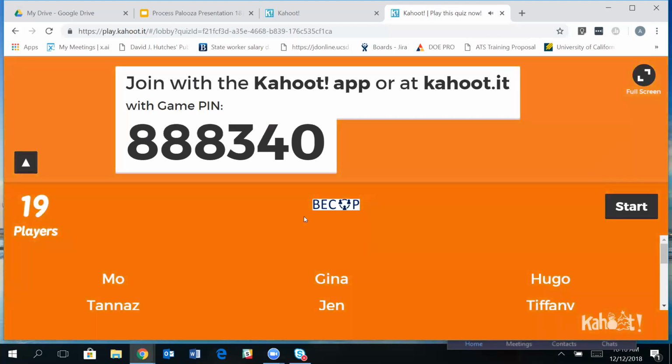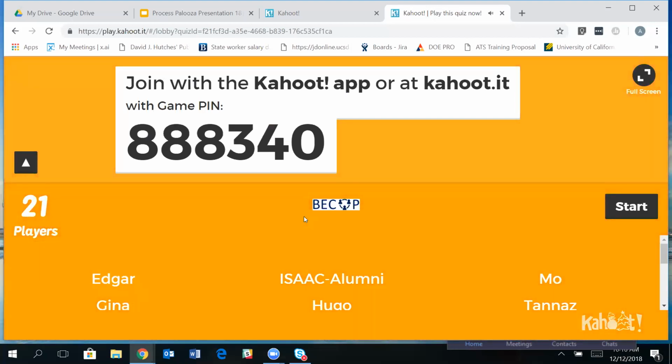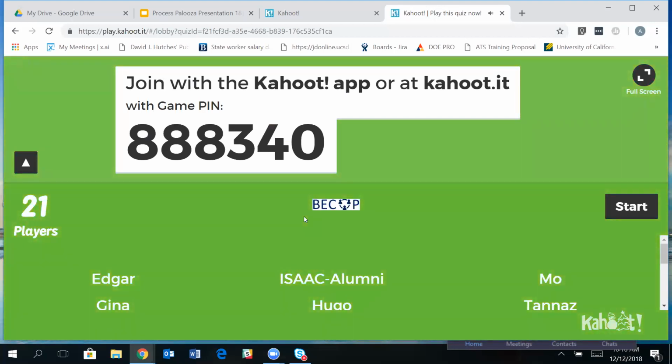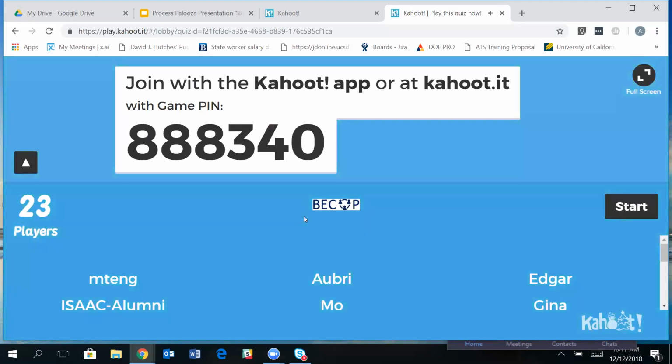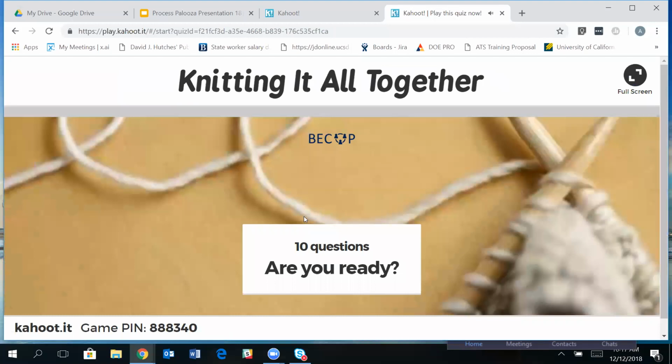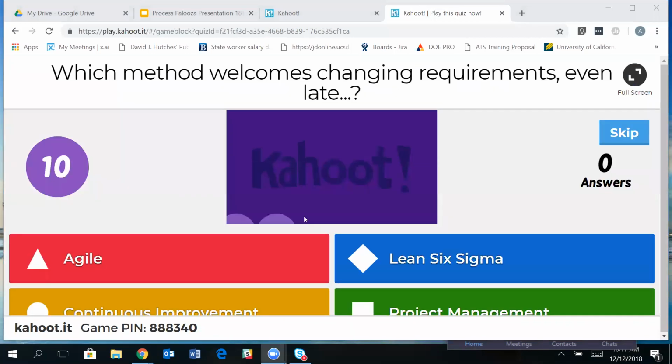Okay, so the way this is going to work is a question's going to pop up on the screen. There'll be 4 answers, and the options will be color-coded on the screen. The options will appear on your screen, and you can choose. And we'll see who wins our fabulous prizes. All right, we good? Let's get started. Are you ready? I'll read the questions out loud. Which method welcomes change in requirements, even late?